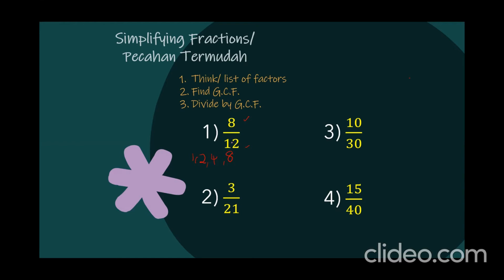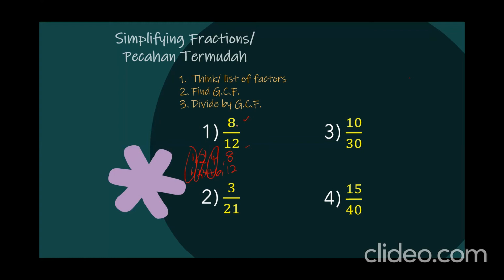So now let's look at number 12. We have 1 and 12. We also have 2 and 6, as well as 3 and 4. So look at the common factors. We have 1, 2, and 4. So which one is the greatest common factor? Greatest means the highest common factor. So we have 4 as the GCF, or the greatest common factor.